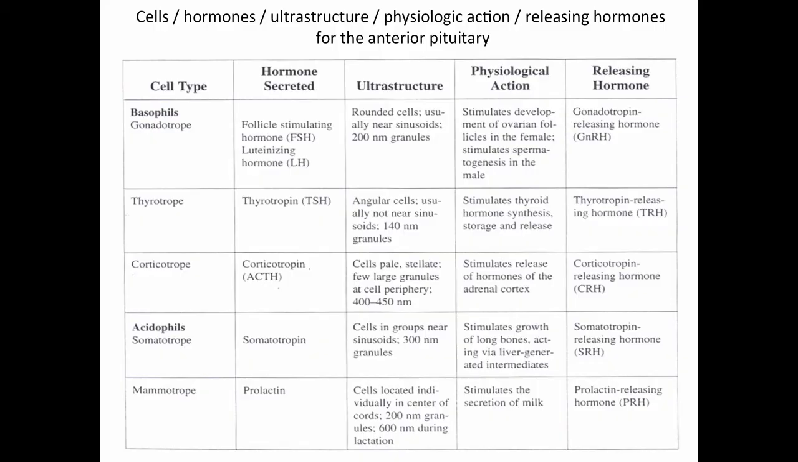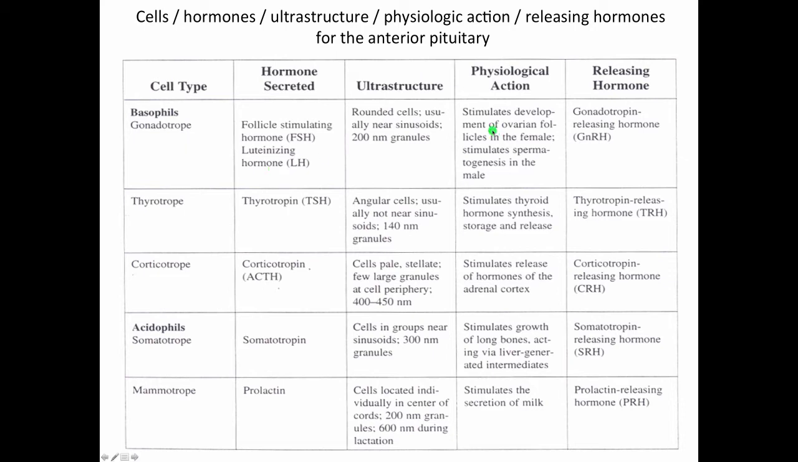This is a table that shows some of the cells, hormones, physiological action, and the releasing hormones that influence secretion from the anterior pituitary. It is important that you understand and are able to identify the cells and the hormones on this table. So, for example, the basophils, the so-called gonadotropes, thyrotropes, and corticotropes. The acidophils are the somatotrophs and mammotrophs. The gonadotrophs, for example, synthesize and secrete follicle-stimulating hormone and luteinizing hormone.